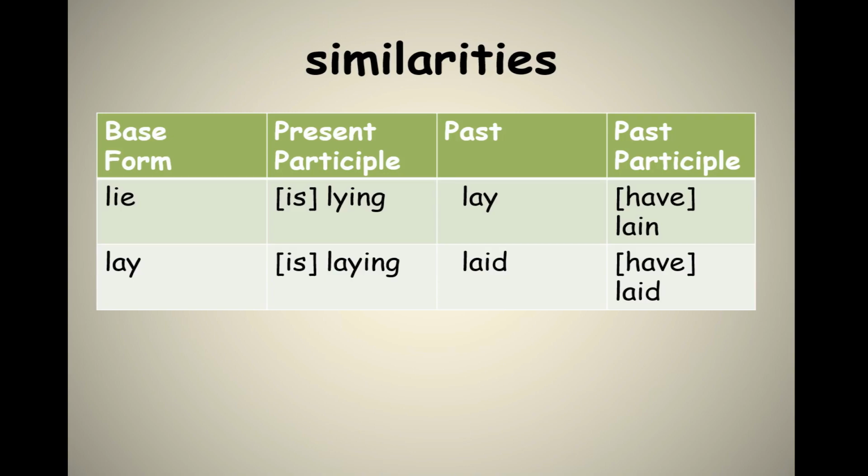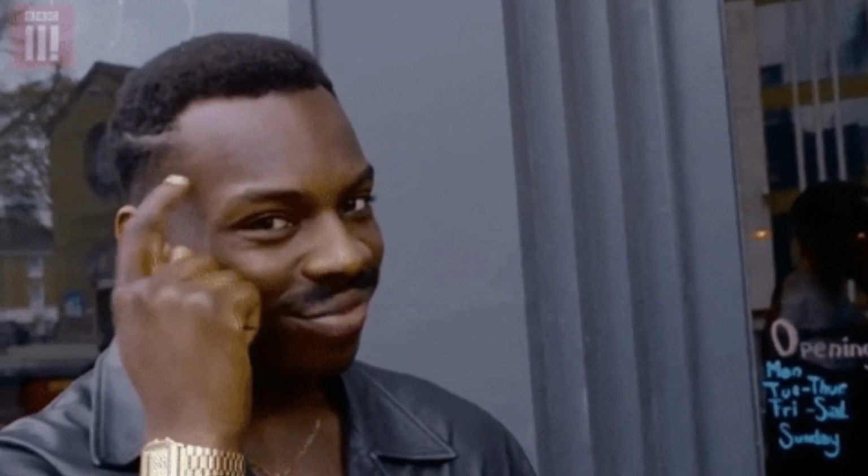Similarities. Please note that the past tense of lie is lay, which also resembles the present tense verb lay. However, the difference between both words is that the past tense of lie, lay, does not take an object. It has no object, whereas lay does have an object. It takes an object, and that's the distinction. So it's very important that we try to remember these differences.